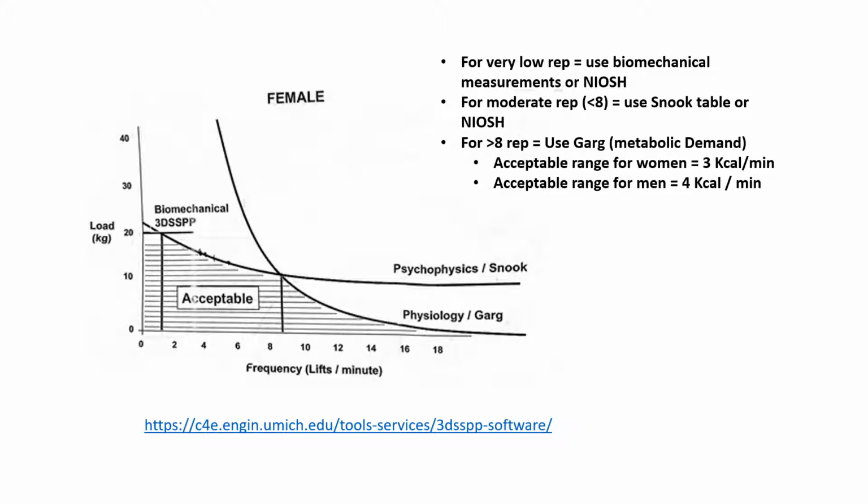However, when the frequency is increasing from 8 to 18 or higher, you can see that the acceptable load is under the curve of the GARG method. And so for high frequency work, it's better that you evaluate the metabolic demand of the job. And based on the metabolic demand of the job, you can decide whether the work is acceptable for your worker or participant or not.